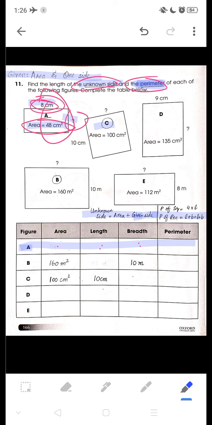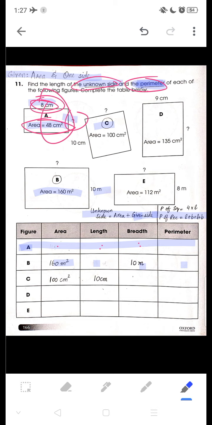Similarly, be careful with the units. For example, as you can see here with this figure B, the area, the length and the shorter side, the breadth, are given in meters and meter square. So here I have written meter square. With length, breadth and perimeter you will write meter.